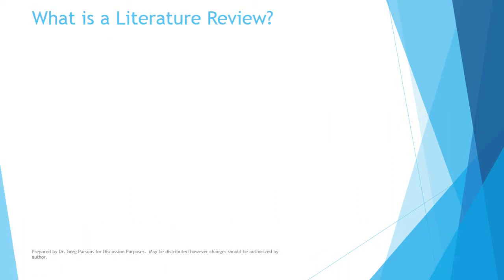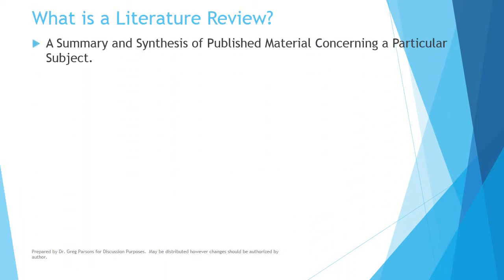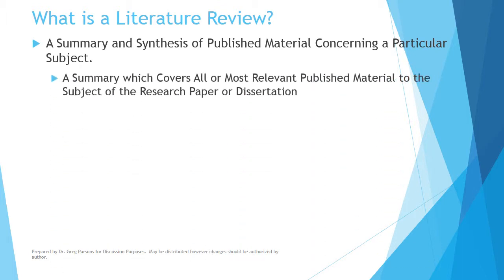So what is a literature review? I think we've talked about this before, but it's essentially a summary and synthesis of published material. Lots of authors, researchers, and journals publish articles that contain documented, verified, reviewed research material, and that becomes the body of literature associated with a particular topic. A literature review covers some or all or most of the relevant material on that topic.